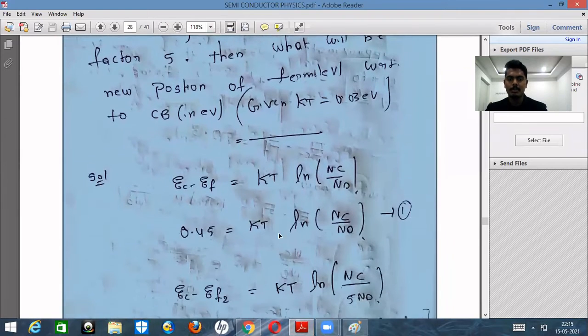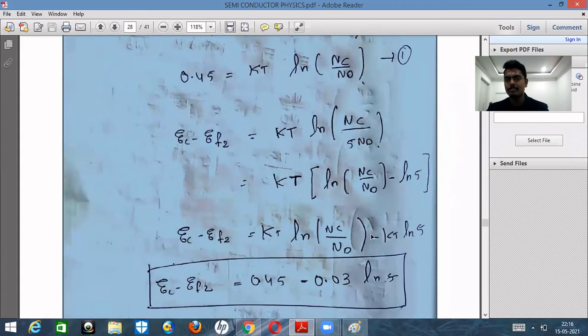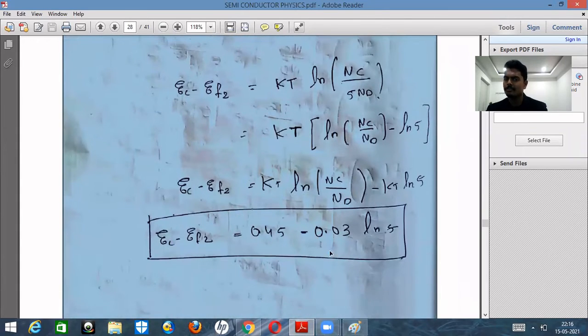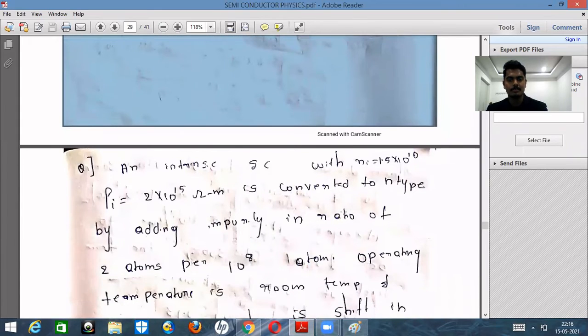You can see this one, 0.45 is equal to KT into ln of NC upon ND. ND is nothing but 5 ND simply. If you substitute this, you will get this 0.45 and you can find the value easily, right? So we'll move on to the next one.